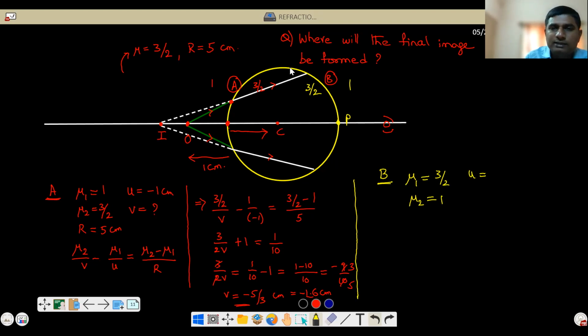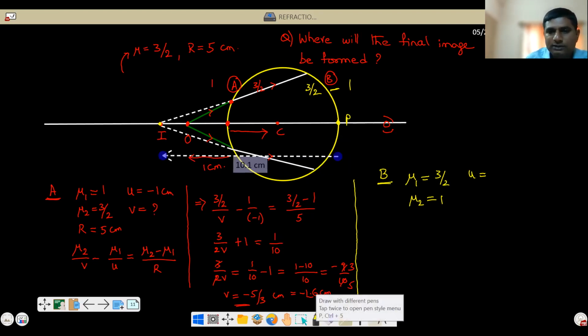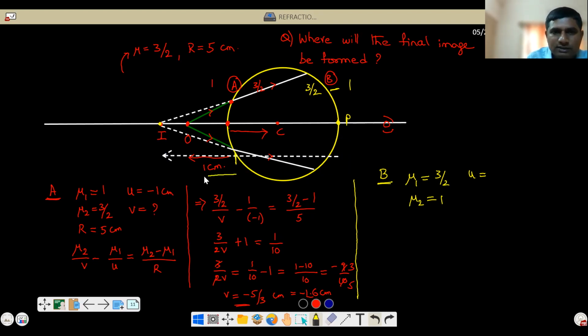Tell me. Now for this surface, these are the incident rays. These rays are coming from where? So this surface B will see these rays coming from I, which is at what distance from the pole? How much is this distance? Up to here, we know this is diameter. That means 5 centimeters. Correct or not? And from here, we know this distance is anyway 5/3. Correct or not? This is 5 plus 5/3.